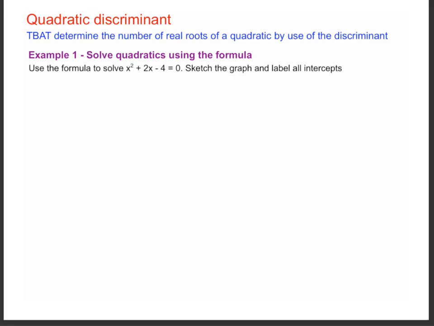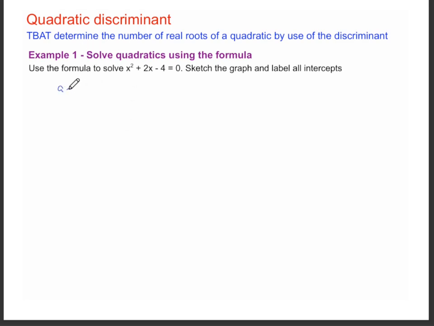This is about quadratic discriminants, and we're going to start off by doing some examples of different types of quadratic equations where we will solve them using the quadratic formula. And then after I'm done with all those three examples, I'm going to show you in each individual one what exactly it will look like. So we start off with this x squared plus 2x minus 4.